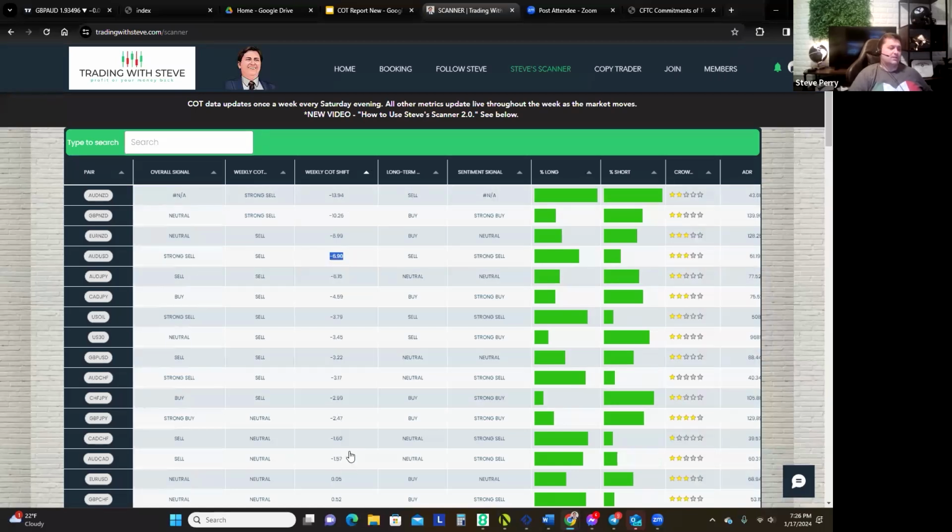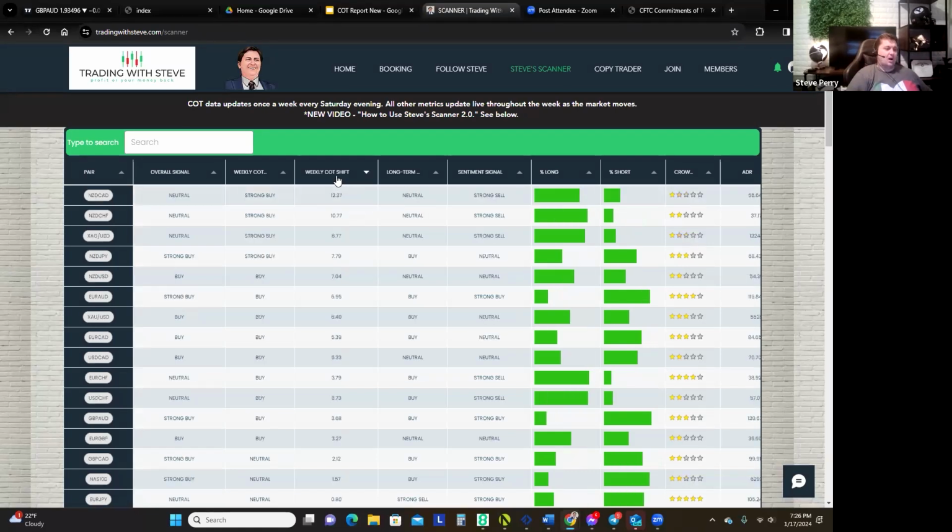If you filter this column right here, what you're looking at is the shift in COT data. And these are percentages. For example, on the Aussie Kiwi, the banks moved almost 14% negative. So they've shrunk their long positions and subsequently added shorts, to the tune of a differential of 14% negative is what they've done. And the opposite's true on the NZD CAD. Okay, so that's what that is.